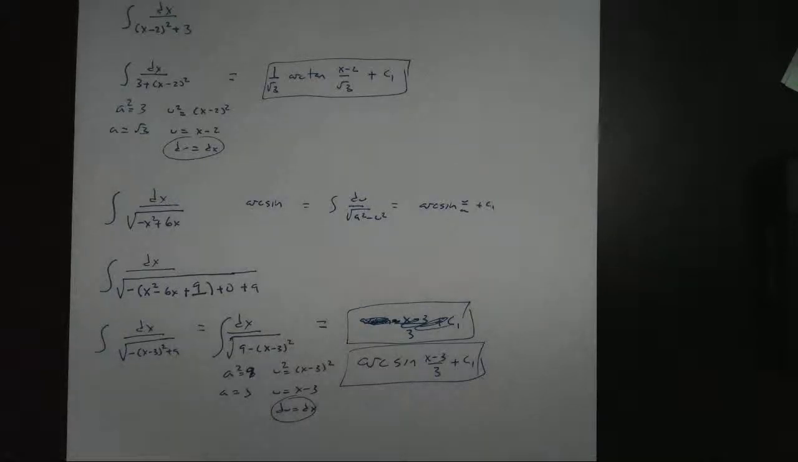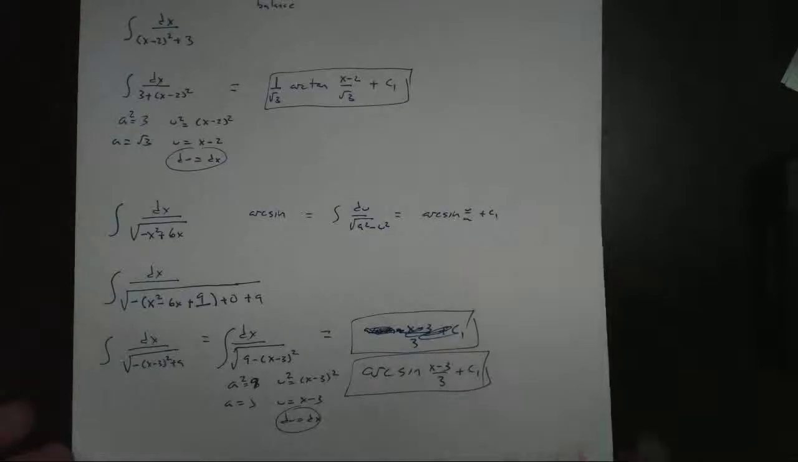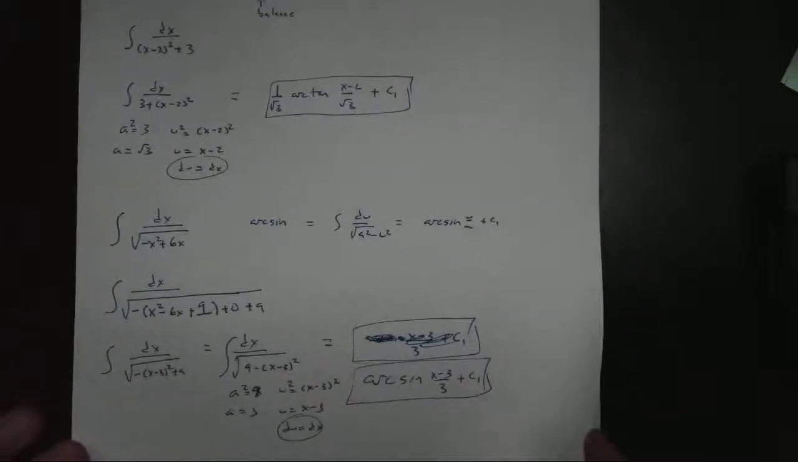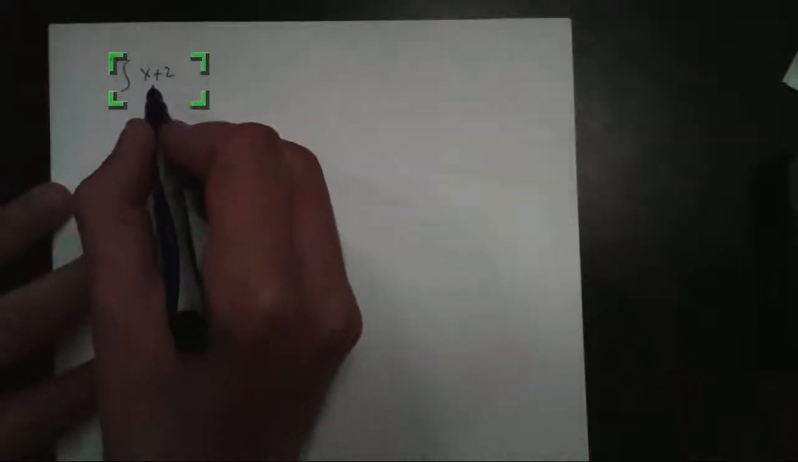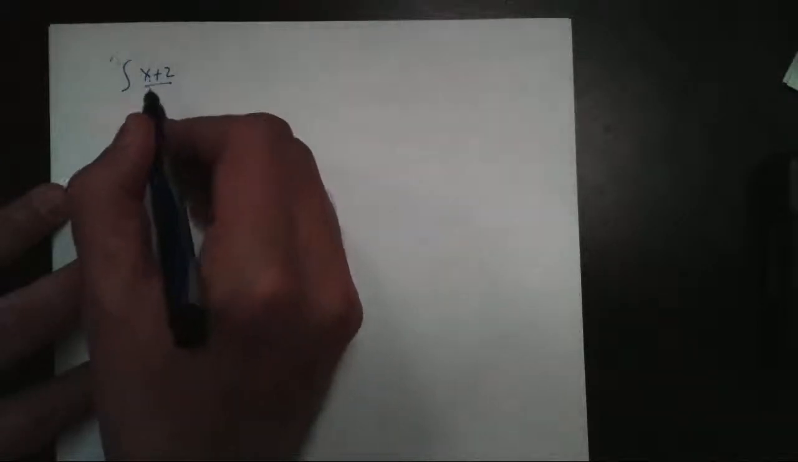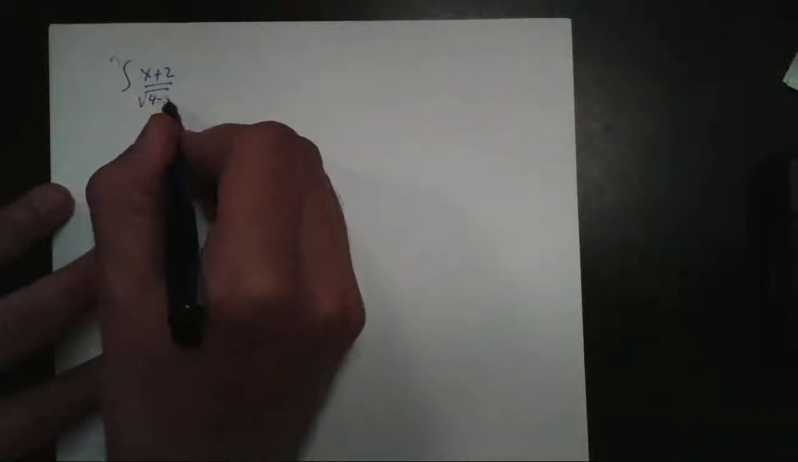Okay, we're going to take a look at a couple more examples. And we're going to see just kind of like what we can do with these, because sometimes these can get a little bit more challenging. Alright, so like this next one. The antiderivative of x plus 2 over the square root of 4 minus x squared dx.